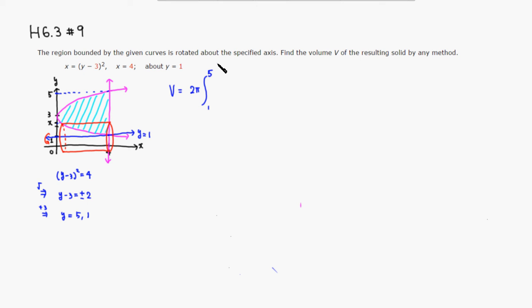Then we need to find the radius. So I'm going to put here the radius, and then we have to multiply by the height. And in this case, we're rotating about the horizontal line, and we want to integrate with respect to y. So you have a dy.